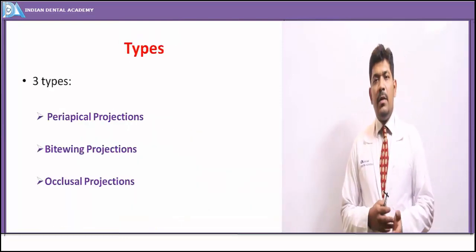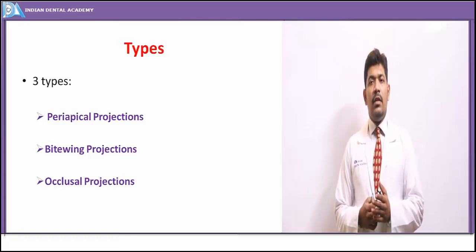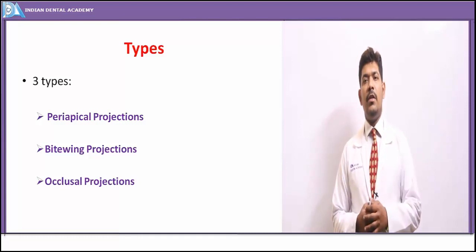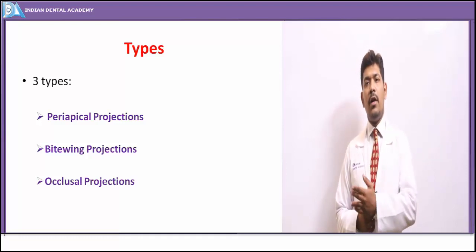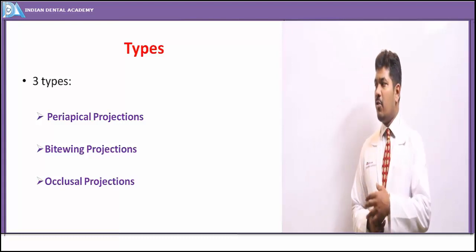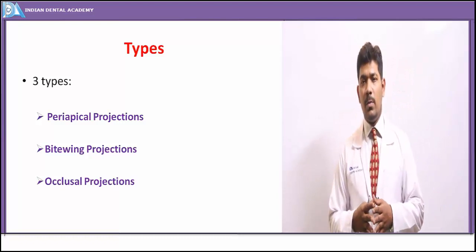Basically these can be classified depending upon the type of radiograph which we use, the situation wherein we use it, and for what purpose we are using this particular radiograph. We can broadly differentiate them into three types. First is the intraoral periapical projections. The second one is the bite wing, and the third one is the occlusal projections.